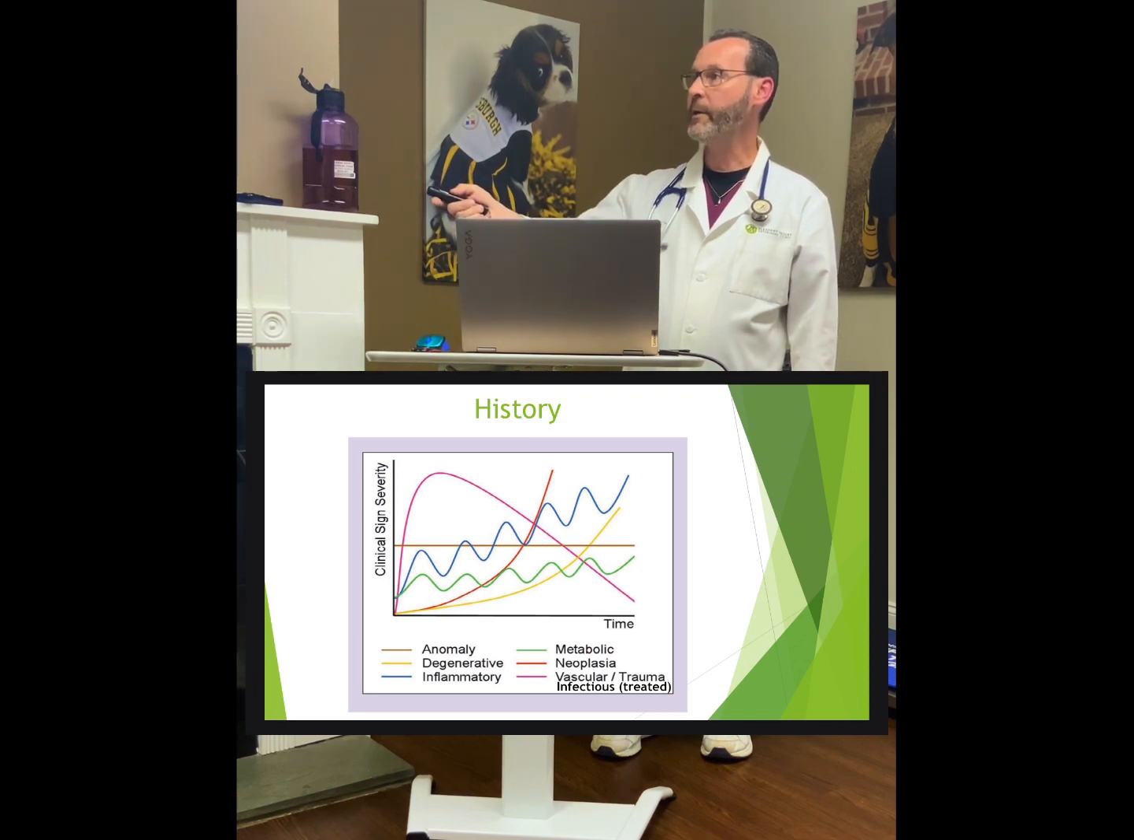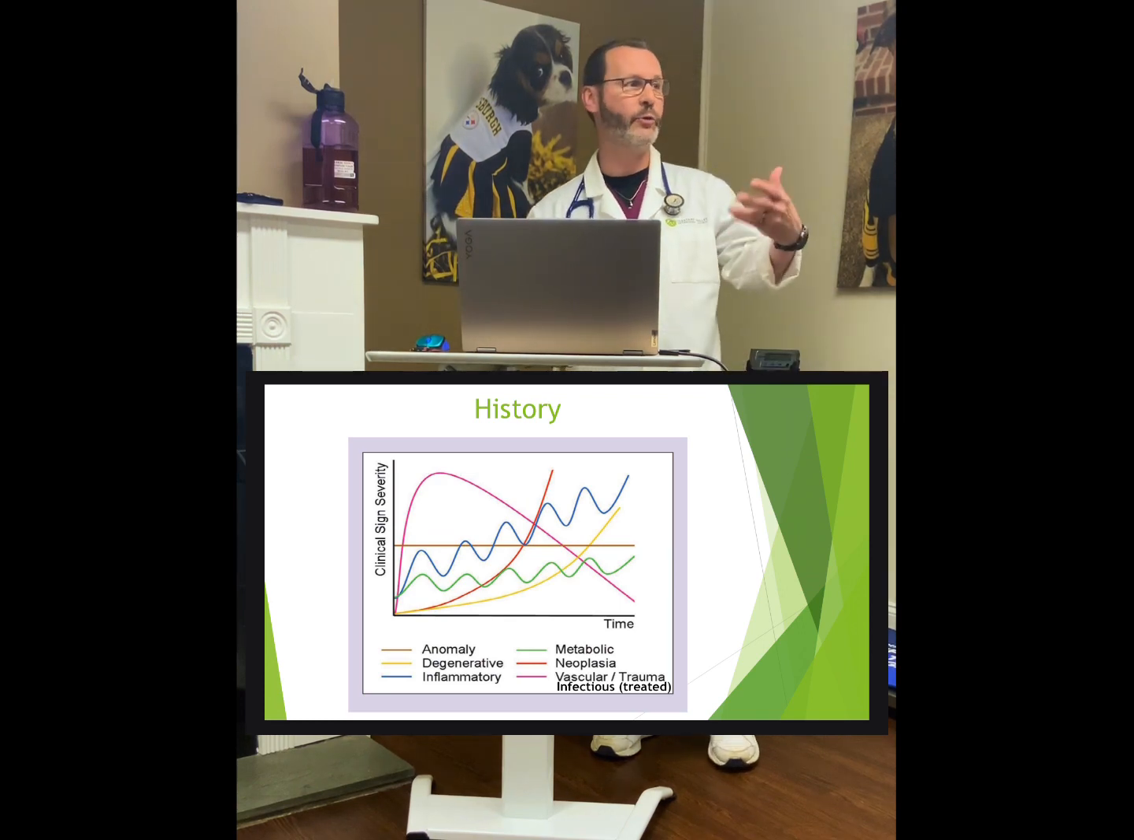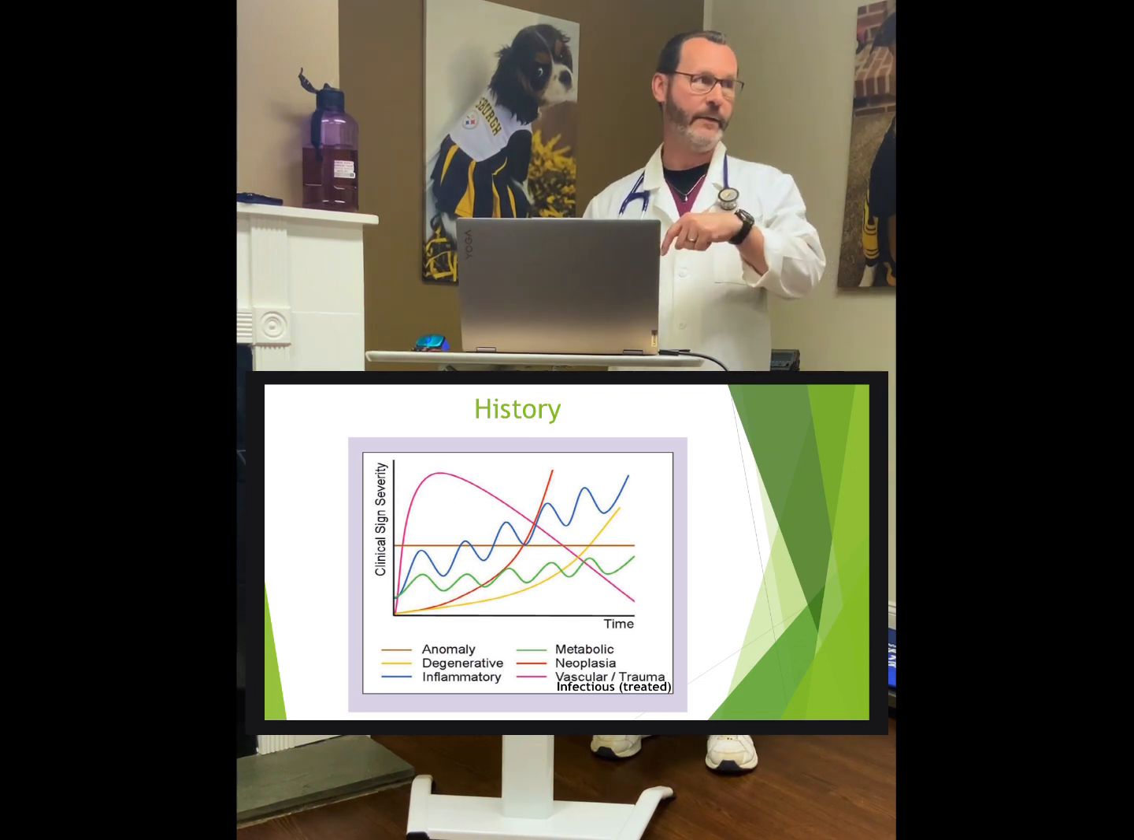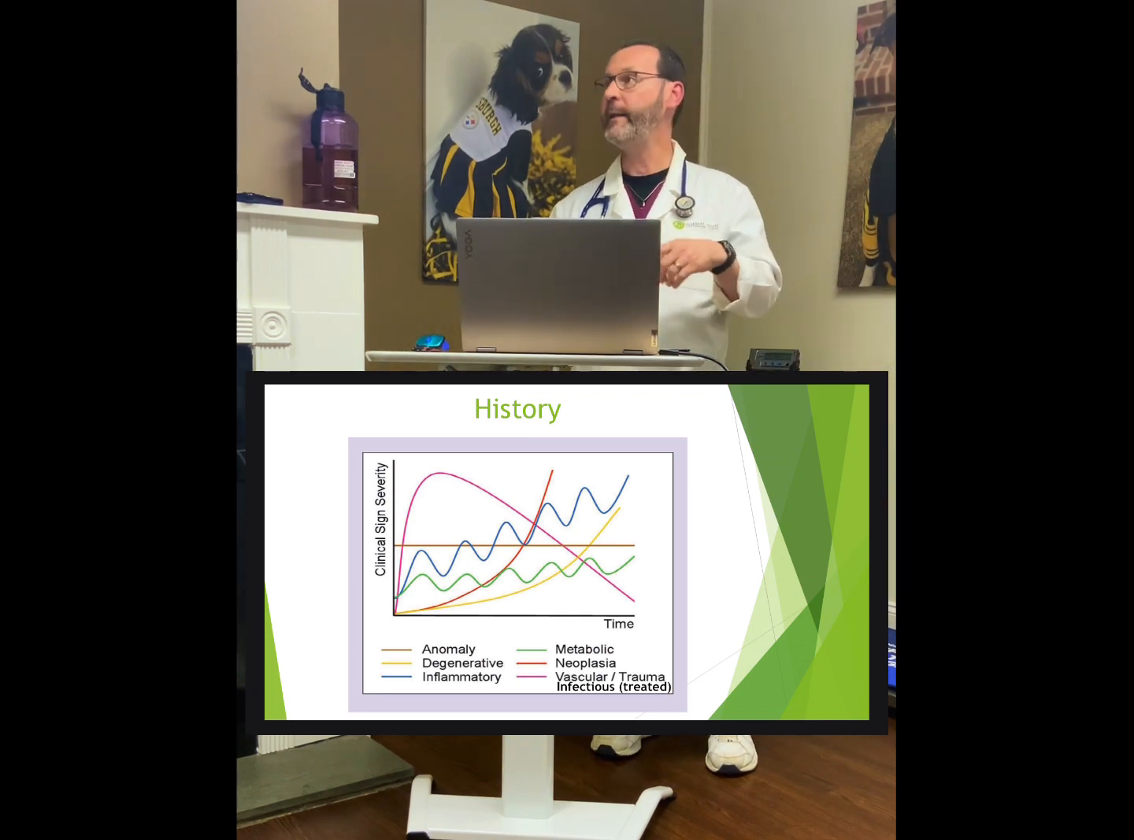Okay. Now this curve here is going to be one that we see a lot. It's going to be suddenly worsening of the signs, then slow improvement. This is going to be common for trauma, vascular events, so strokes or bleeds in the central nervous system, or infectious diseases that are treated. That's a key. It has to be treated. If they're untreated, then they look different.